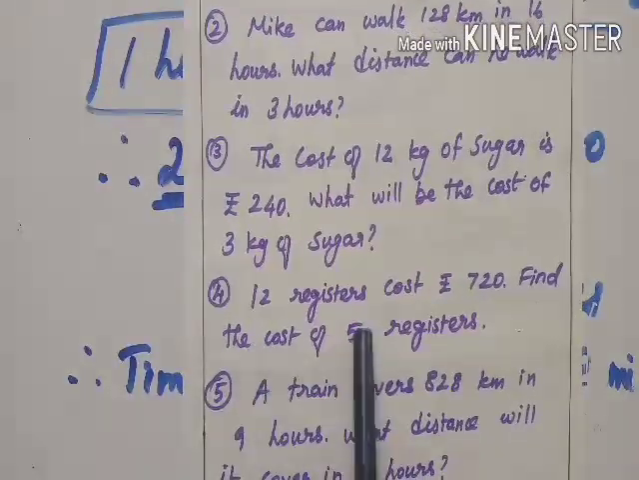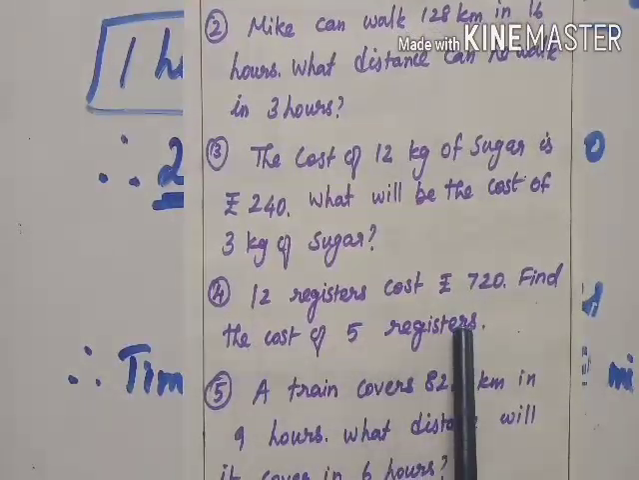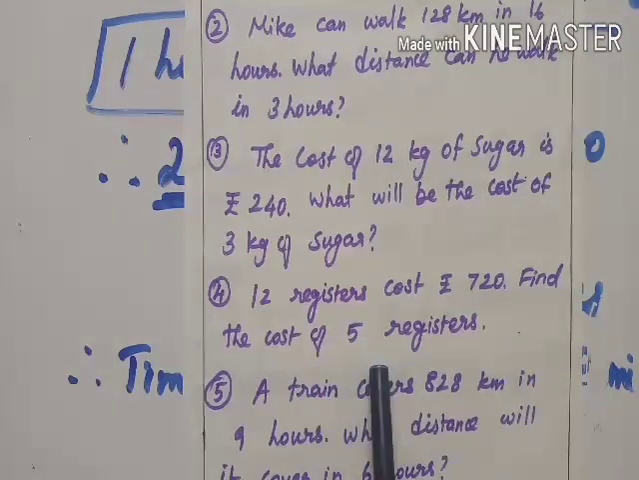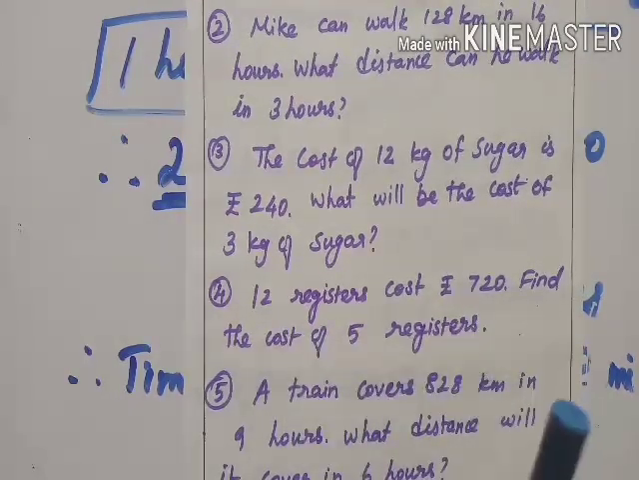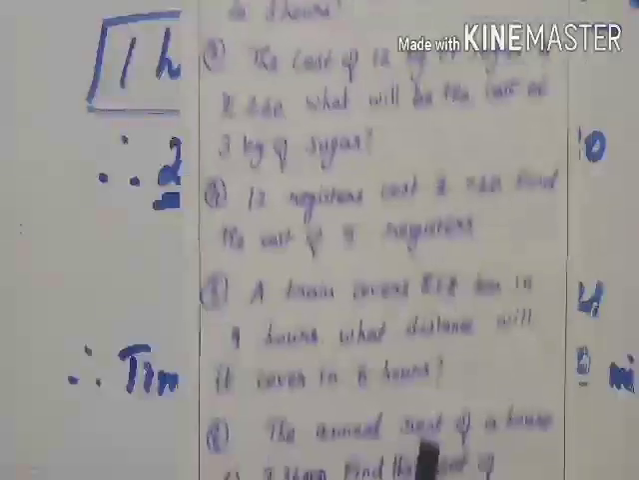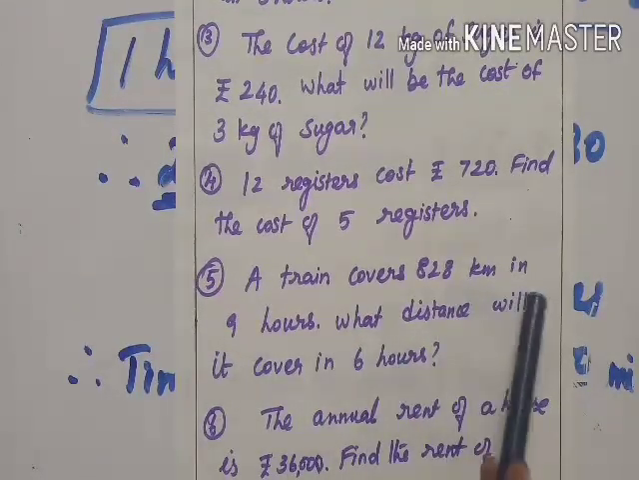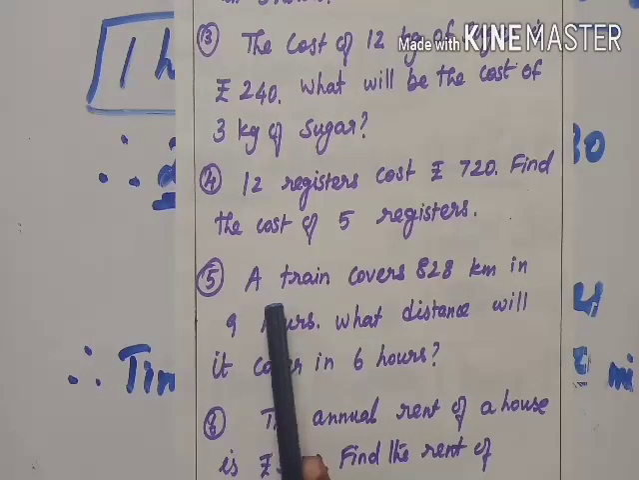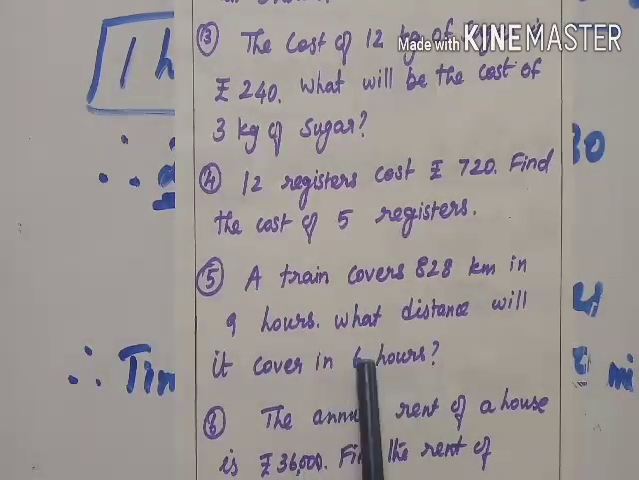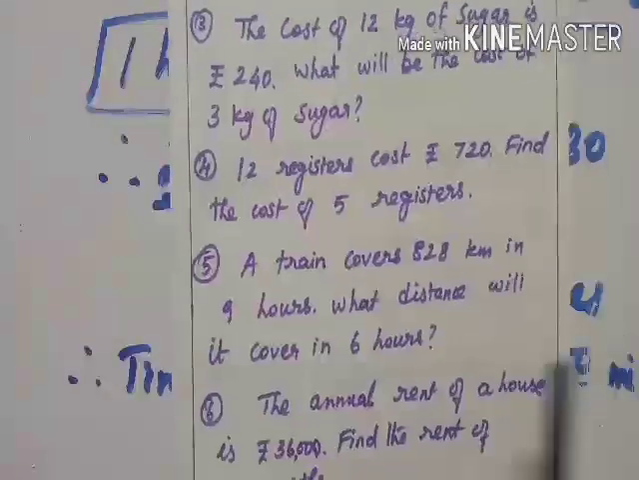Next, 12 registers cost rupees 720. So, find the cost of 5. So, from this, find out for 1 and then multiply that answer. Next, a train covers 828 km in 9 hours. So, distance covered by a train in 1 hour first you have to find. Then, multiply that answer with 6.